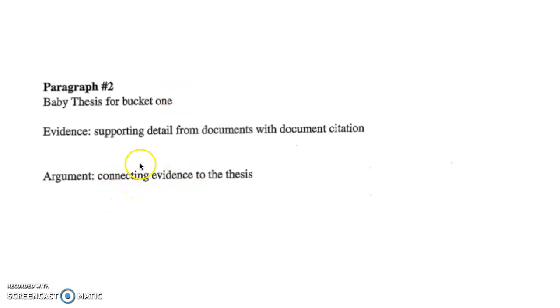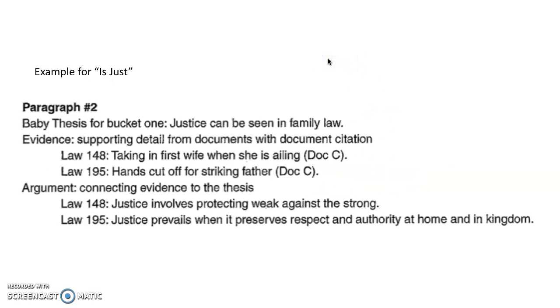Argument is something that connects the evidence to the thesis. So the evidence from document A, and then you list whatever you found in document A, proves that it is just or unjust because, okay? So here's an example for somebody who's going to say that it is just, okay?